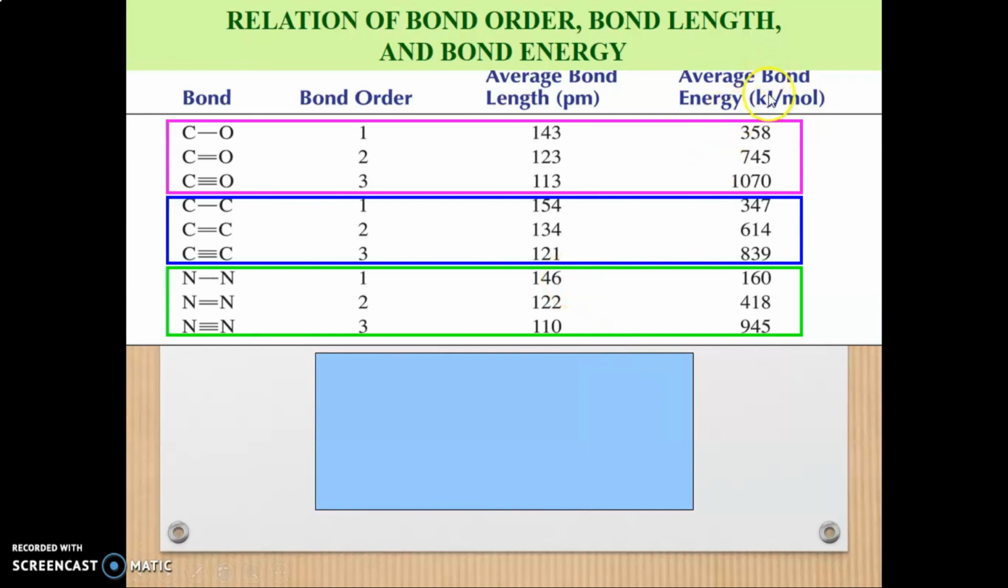Okay, let's see the bond energy. Bond energy for single bond is 160, for double bond is 480, and triple bond 945. So we can see that the relation between bond length and bond energy is inversely proportional. The shorter the bond length, the greater the bond energy. So we conclude here, when the bond order increases, the bonds are shorter and stronger.